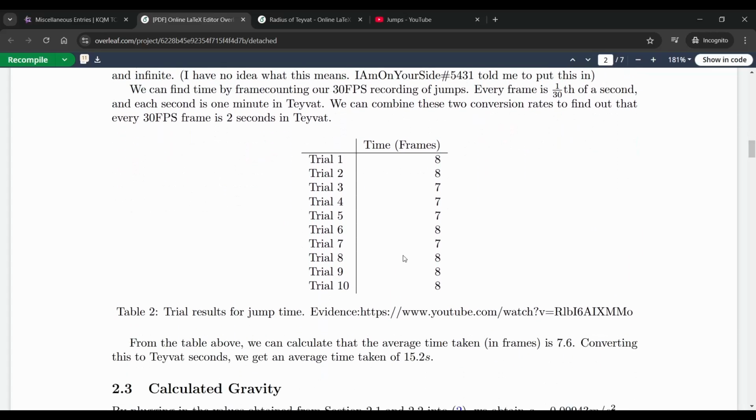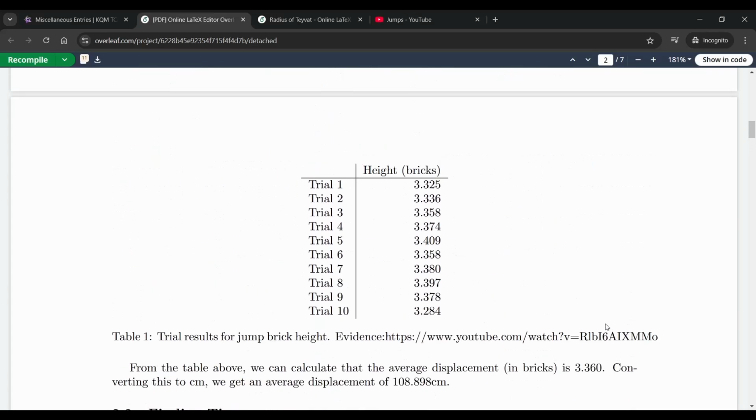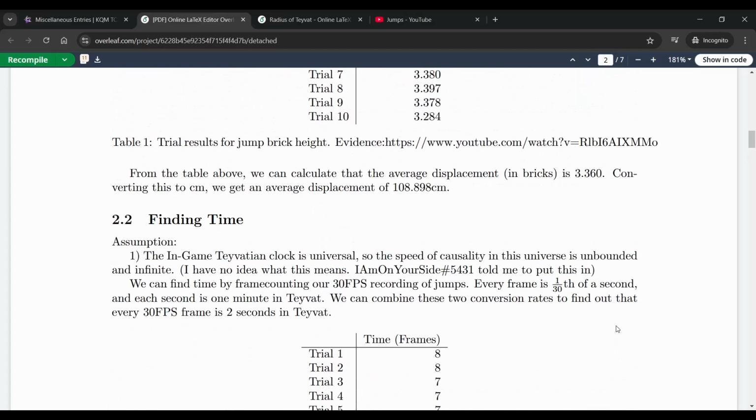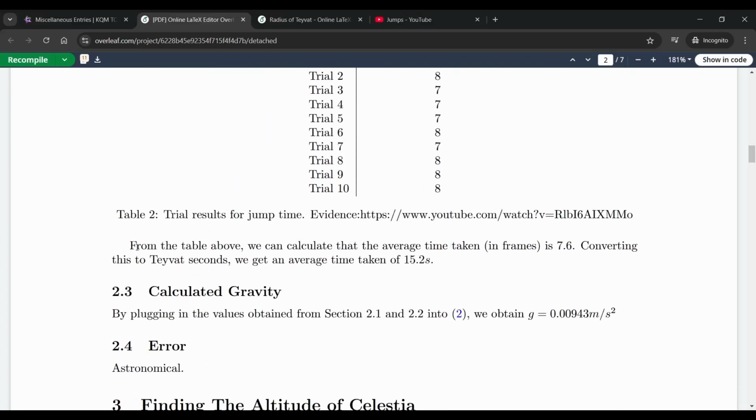Okay, I'll just keep reading. Trial uses for each jump. Is that the same link? Yeah. From the table above, we can calculate the average time in frames is 7.6. Converting that to Teyvat seconds, you get a time of this.